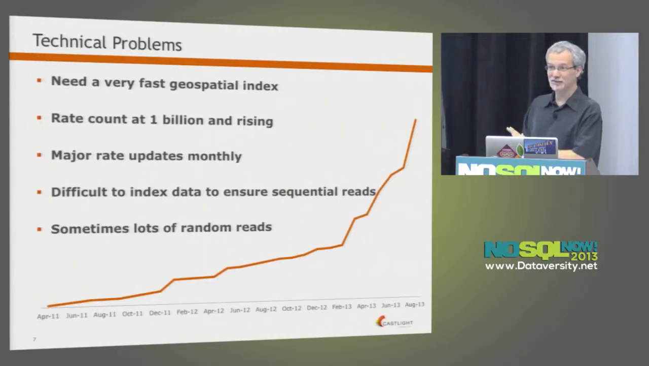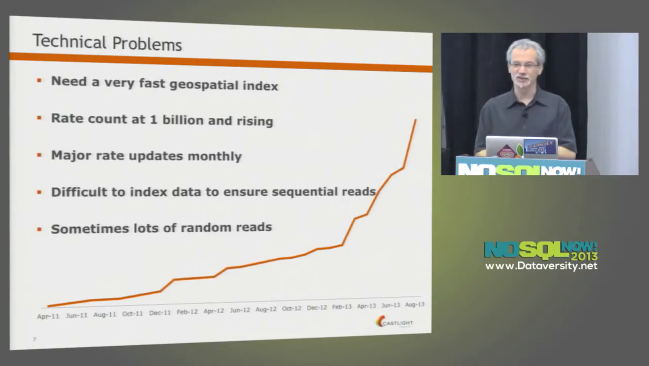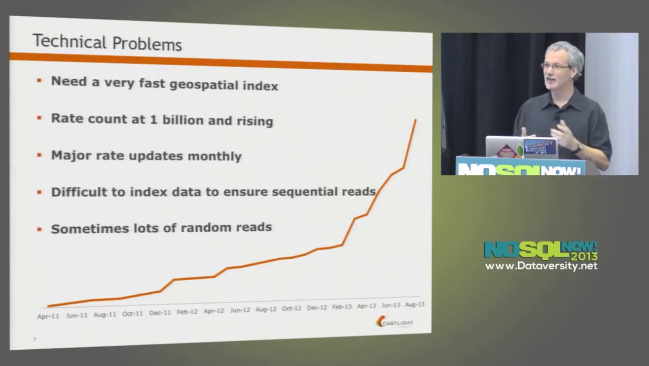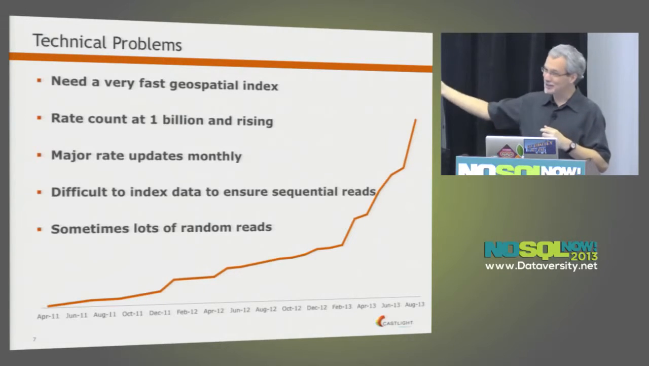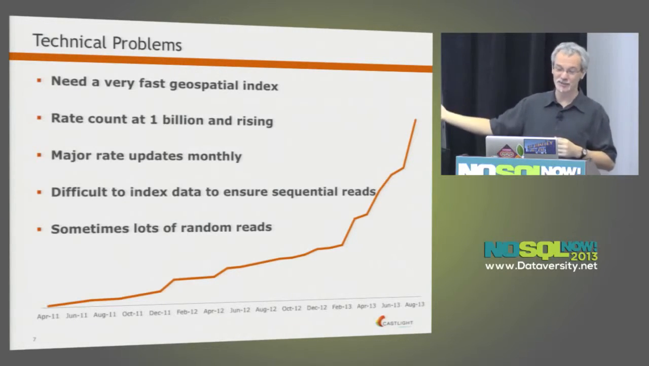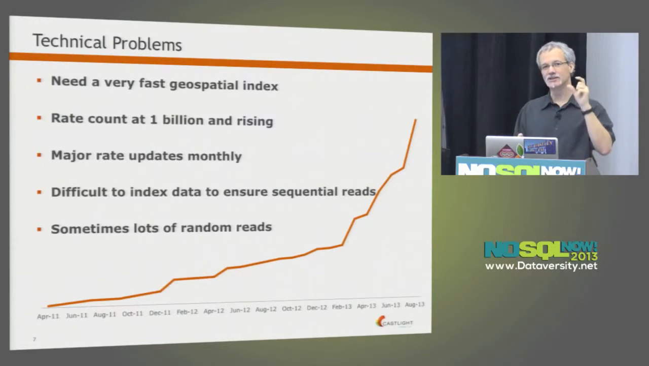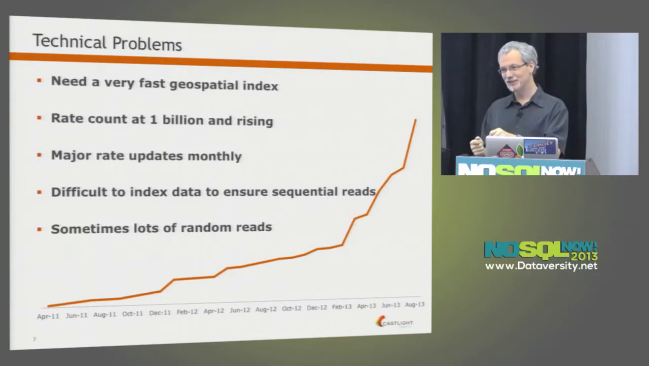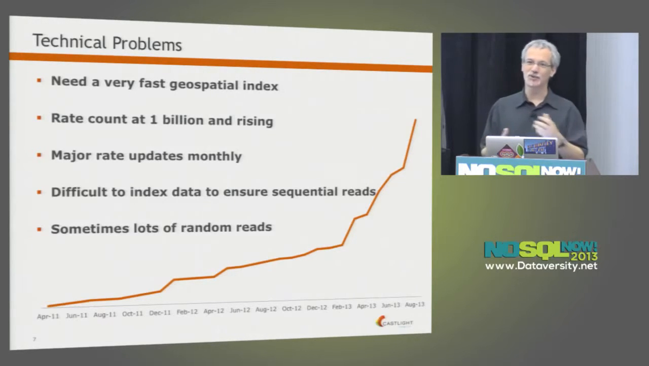So as I mentioned, obviously you need a very fast geospatial index to pull that off. And our rate count, this is the actual curve of the rates that we have in our database right now. And on the far right, in August, we hit 1 billion rates. And again, a rate is a procedure performed by a provider at a particular location as part of an insurance network, because the price may be different.